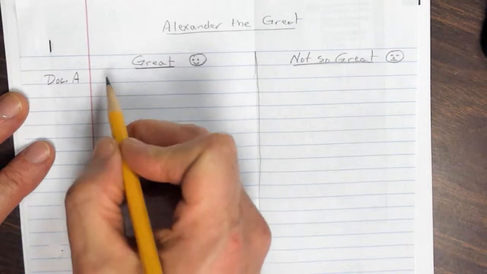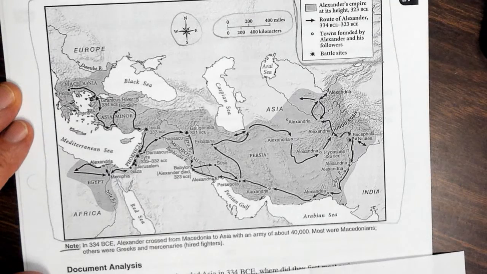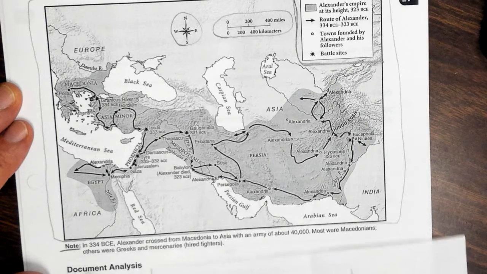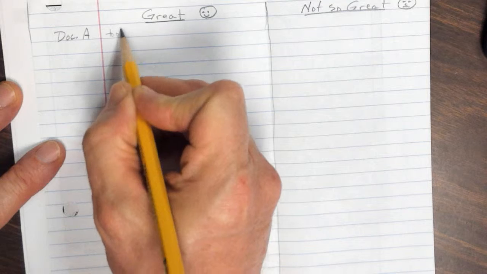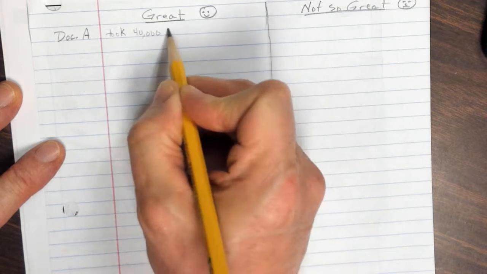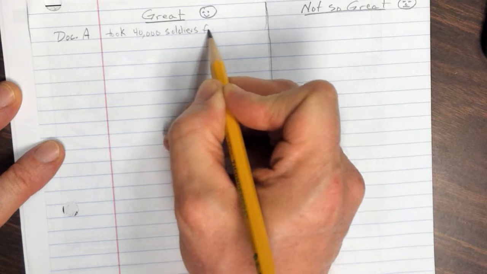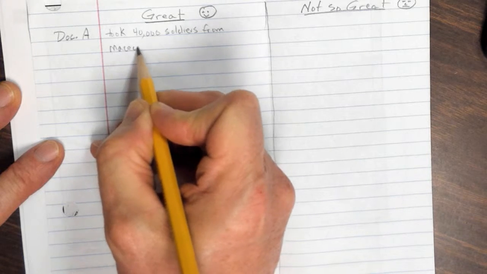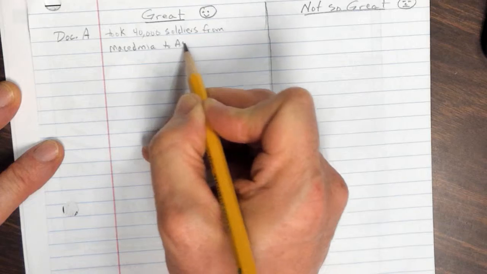So first of all, he took 40,000 soldiers from Macedonia to Asia.